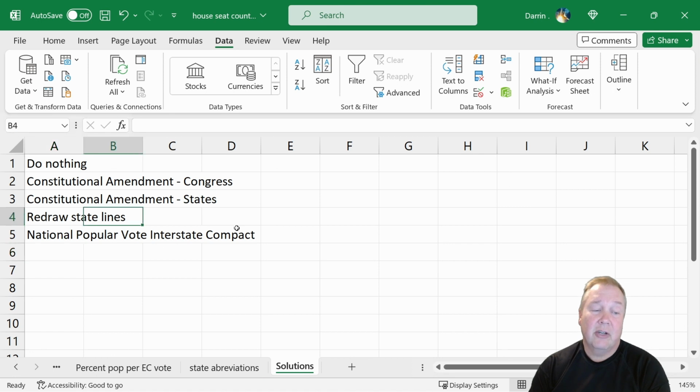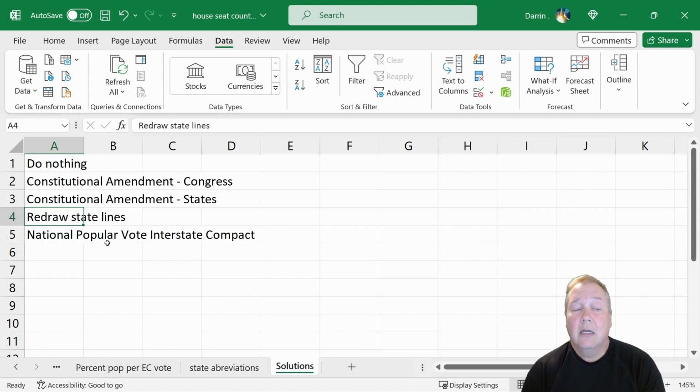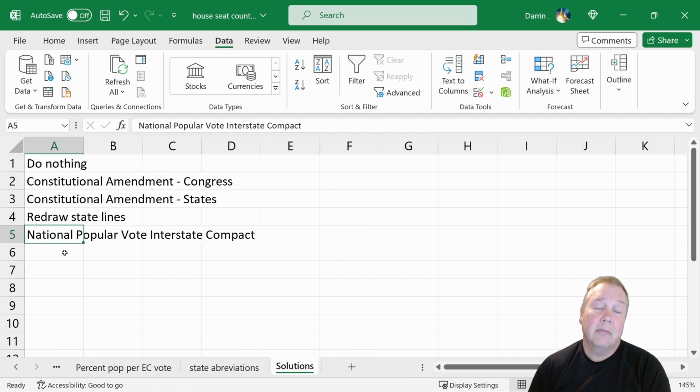Well, we have redraw the state lines. Technically, that could happen. I don't see it happening. I haven't heard any calls for it. The last option, which is drawing some attention, is what's called the National Popular Vote Interstate Compact.